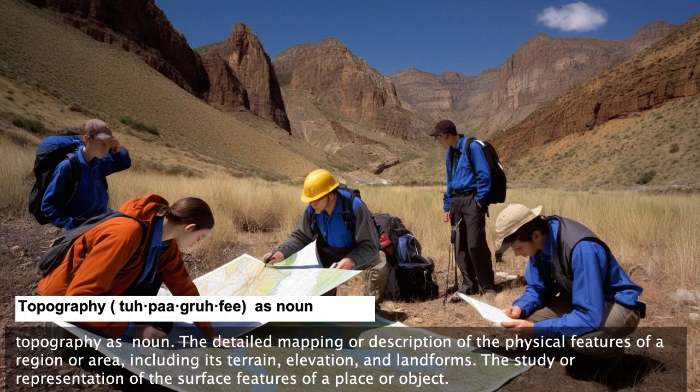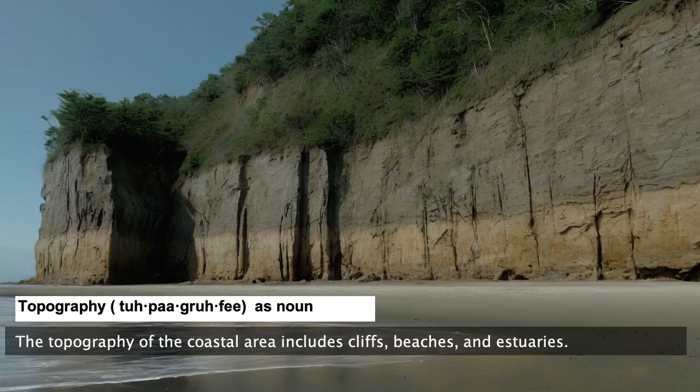Topography, noun. The detailed mapping or description of the physical features of a region or area, including its terrain, elevation, and landforms. The study or representation of the surface features of a place or object. The topography of the coastal area includes cliffs, beaches, and estuaries.